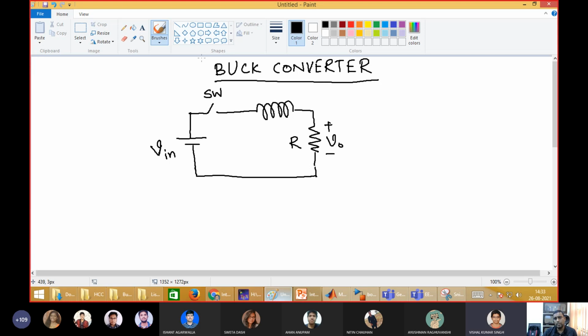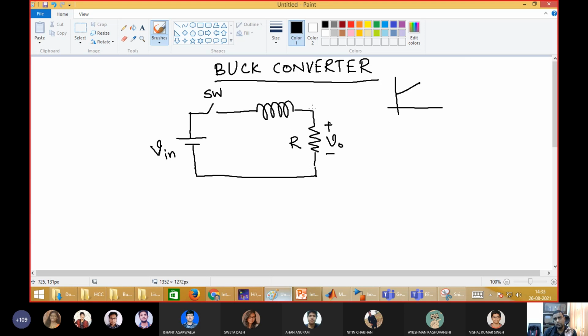Fine. So when the switch is on, there is a current flowing through this circuit. But when the switch is off, this inductor was charged. Inductor current was increased during the T on. Now it will try to flow.